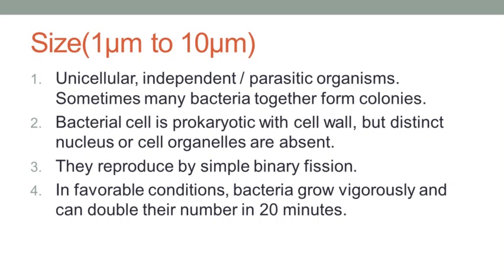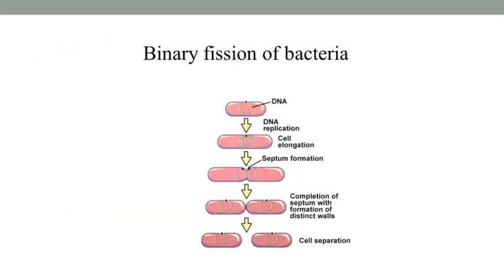Third, they reproduce by simple binary fission. Fourth, in favorable conditions, bacteria grow vigorously and can double their number in 20 minutes. That means during favorable conditions, bacteria grow very quickly and can double their numbers in 20 minutes. Students, here I have one picture for you to understand what is binary fission of bacteria.